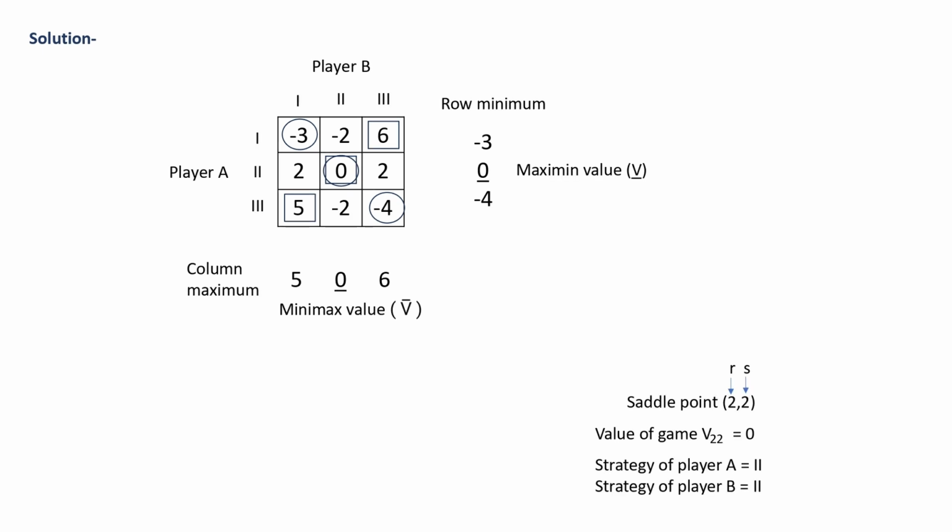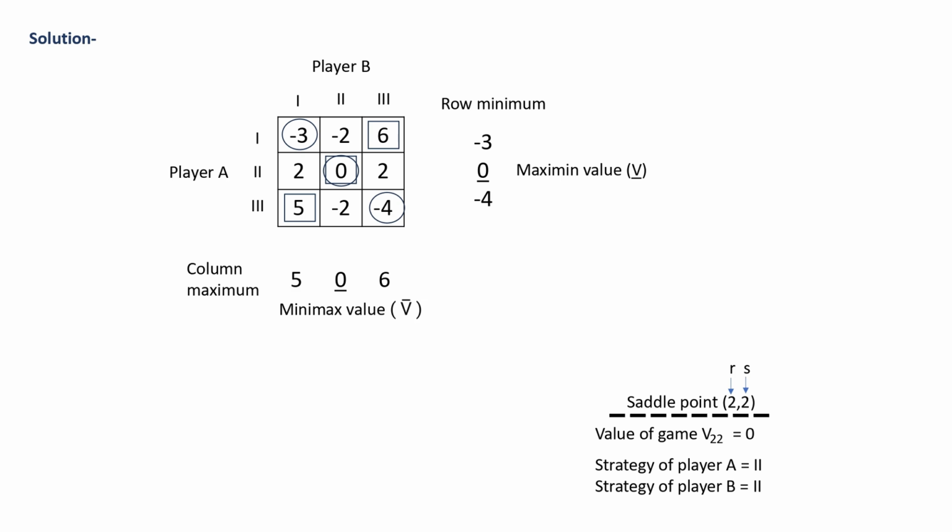As the maximin value and minimax value are the same and a value in the matrix is marked with both square and circle, we got a solution. Hence, we got the saddle point, which can be called the value of game. The saddle point is the position of the value. As you can see, both are 2. So we get 2, 2.